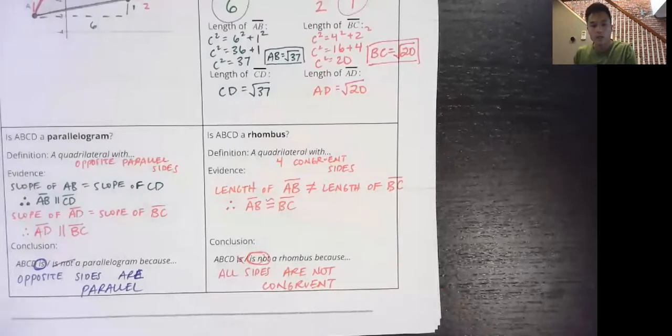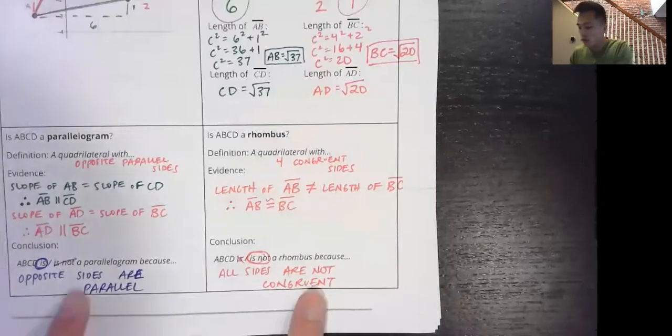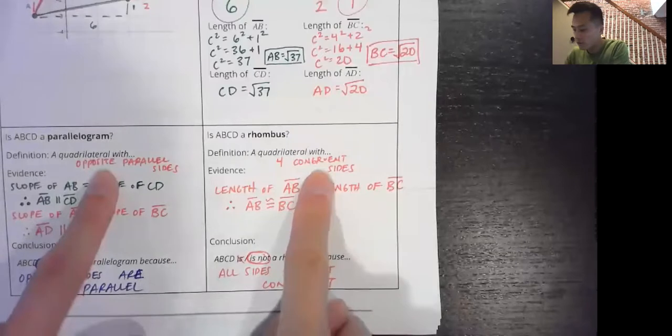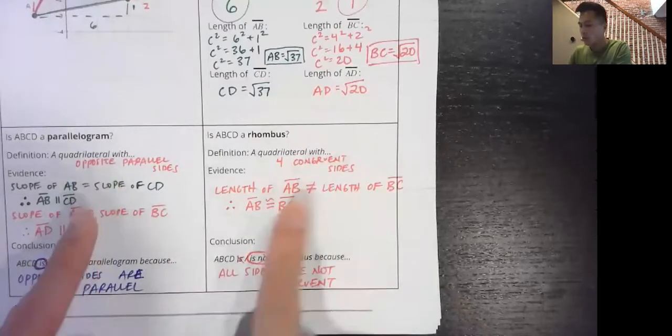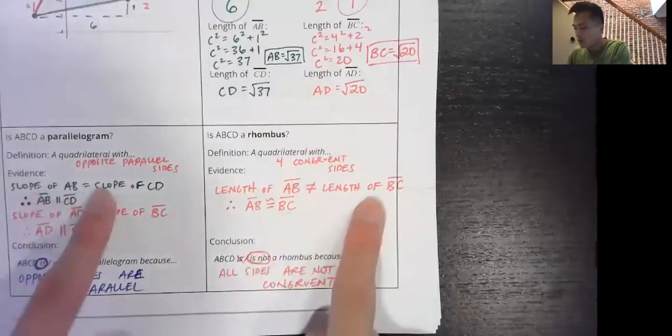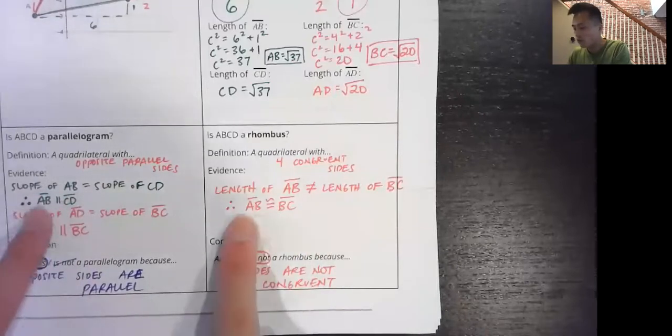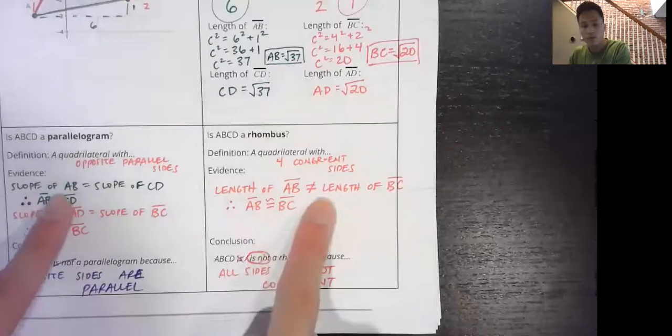Okay. So just a couple reminders. In your conclusion, always go back to your definition. That's what you're trying to prove or not prove. With your evidence, state your reasons, and then your therefores, what you can conclude from that piece of evidence.